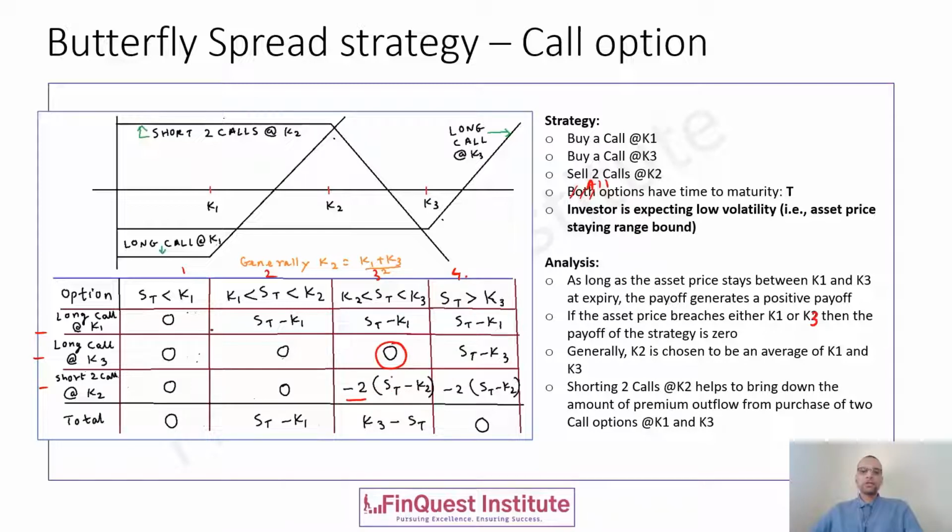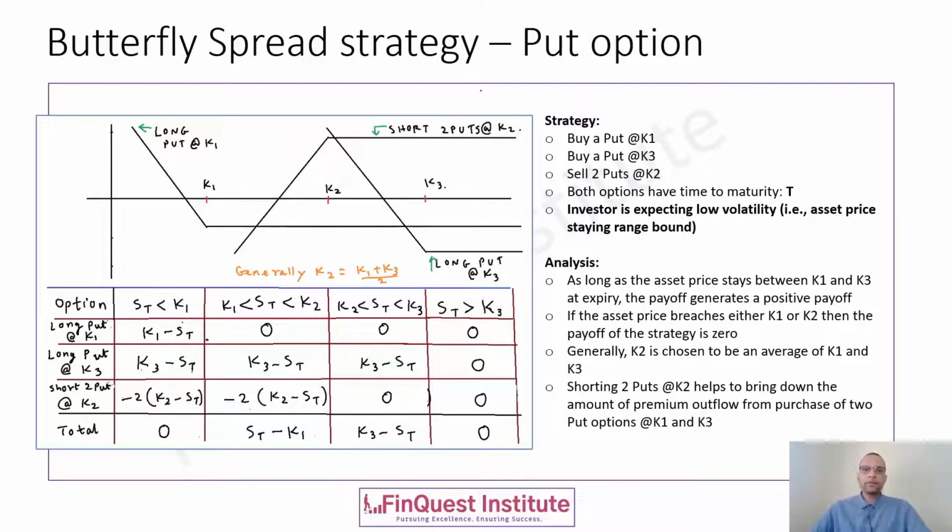Now, in order to solve this equation, we'll replace K2 by K1 plus K3 over 2. While solving scenarios 3 and 4, we are going to replace K2 as an average of K1 and K3. After solving that, we get the payoff for scenario 3 as K3 minus ST. And for scenario 4, the overall payoff is zero. This is simply plugging in the value for K2. So we observe that for scenarios 1 and 4, the overall payoff remains zero. As long as the underlying asset stays between K1 and K3, it is going to generate a certain positive payoff. So this is what we call a butterfly spread strategy.